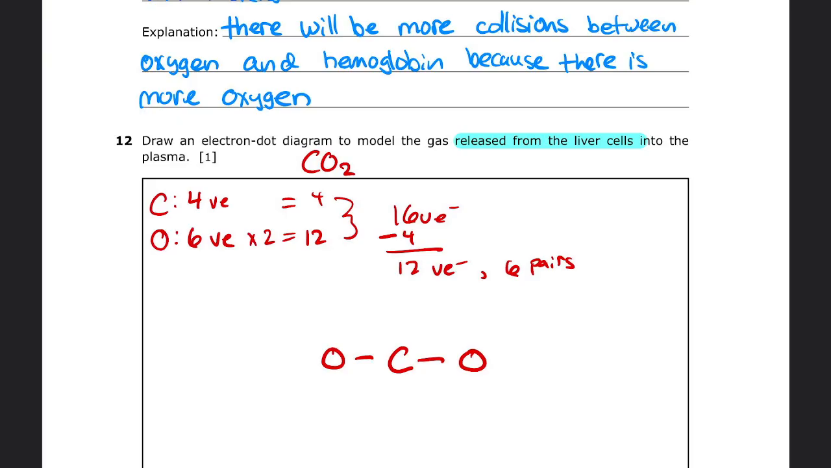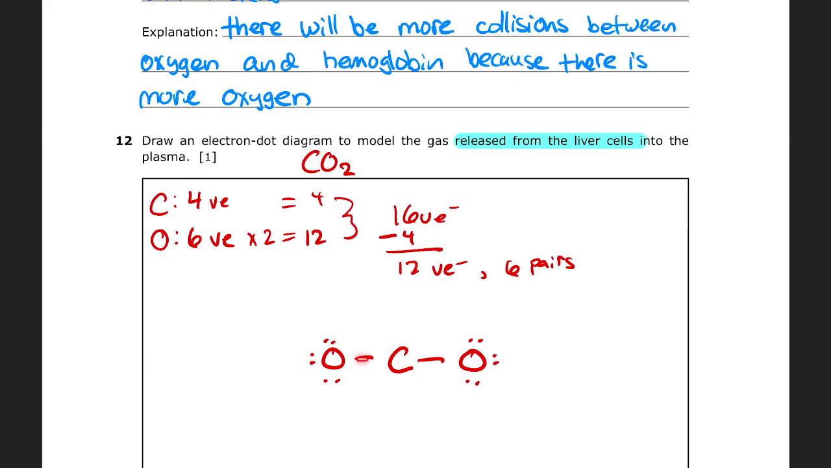I'm going to put those pairs on the most electronegative atoms. So 1 pair, 2 pairs, 3 pairs, 4, 5, 6. And then I tell my students to play around with the octet rule and make sure each element has 8 electrons, unless it's hydrogen, which these are not.